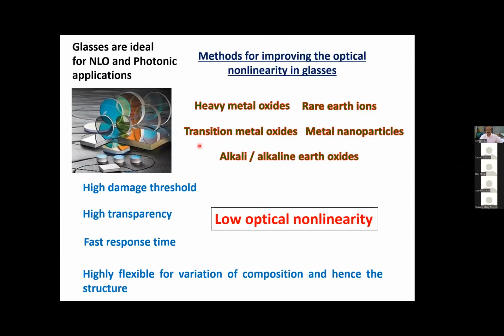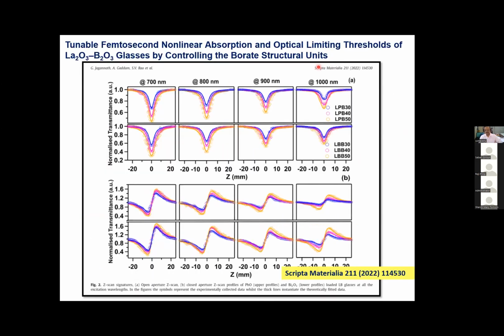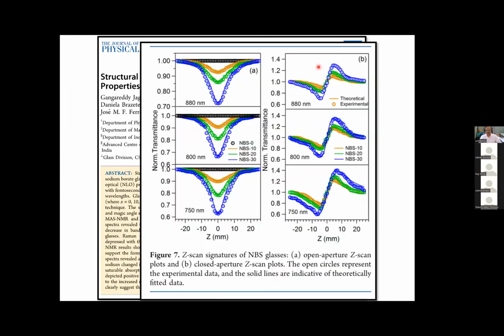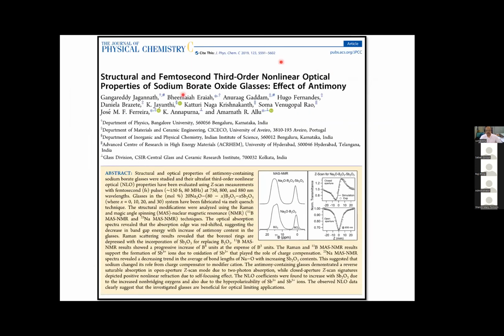There are glasses, a very important class of materials because of various advantages, and we can also have a variety of glasses, metal oxides. You can dope rare earths, you can make transition metal oxides, you can dope metal nanoparticles into glasses. So the problem is its low nonlinearity. As such, glass has low nonlinearity, but by doing these modifications, we can improve the nonlinearity. A series of studies we did in borate glasses, lead borate glasses. Skip some of them. This is, for example, sodium borate oxide glasses.